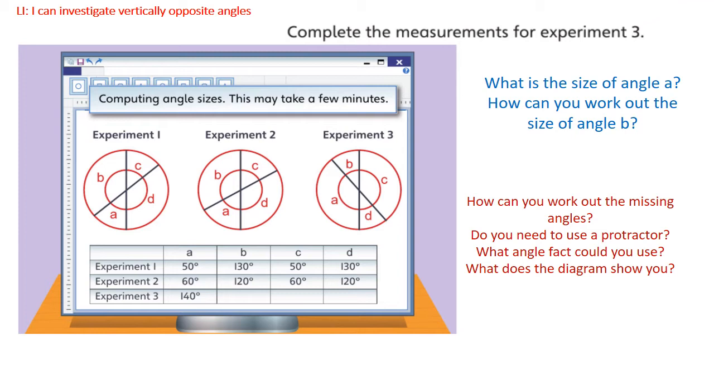B and C are also on a straight line. So 180 take away 40 will leave us 140. So C is 140 degrees. What about D? Well, D and A are on a straight line. Angles on a straight line add up to 180 degrees. So if A is 140, then D must be 40 degrees.